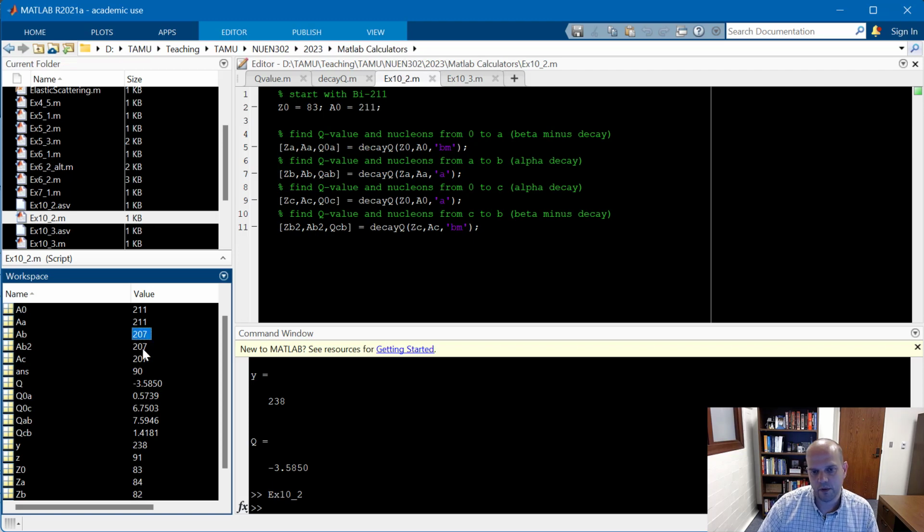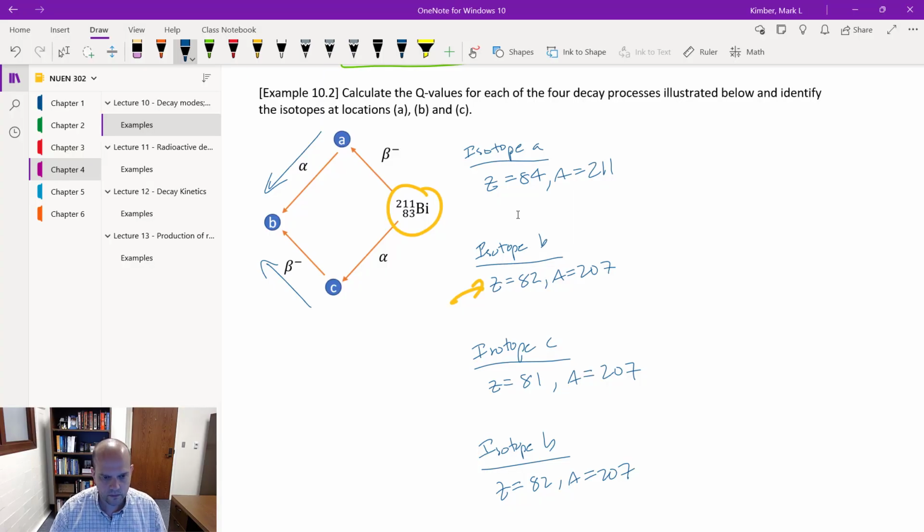And the same thing with the total number of nucleons. I should get the same for AB and AB2. So I've got all those Q values now. I can write those down. So the Q value here from 0 to A is going to be equal to 0.574 MeV. The Q value from A to B was 7.595 MeV.